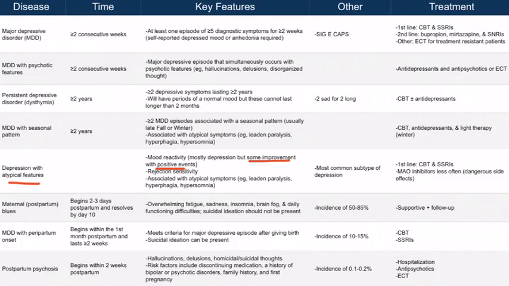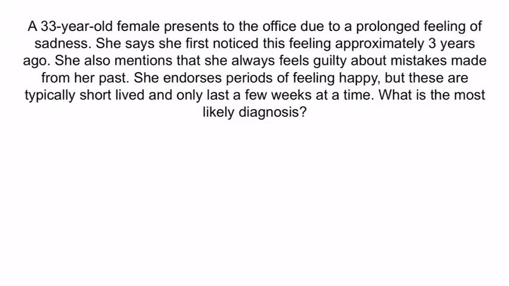Just like MDD with seasonal pattern, this disorder is also associated with atypical symptoms, including leaden paralysis, hyperphagia, and hypersomnia. The treatment for depression with atypical features is the same as MDD, with CBT and SSRIs as first-line therapy, but occasionally monoamine oxidase inhibitors are used. However, these have some pretty dangerous side effects, so they're much less commonly used today. All right, before we move on to the peripartum-related disorders, let's review with a quick question. A 33-year-old female presents to the office due to a prolonged feeling of sadness.